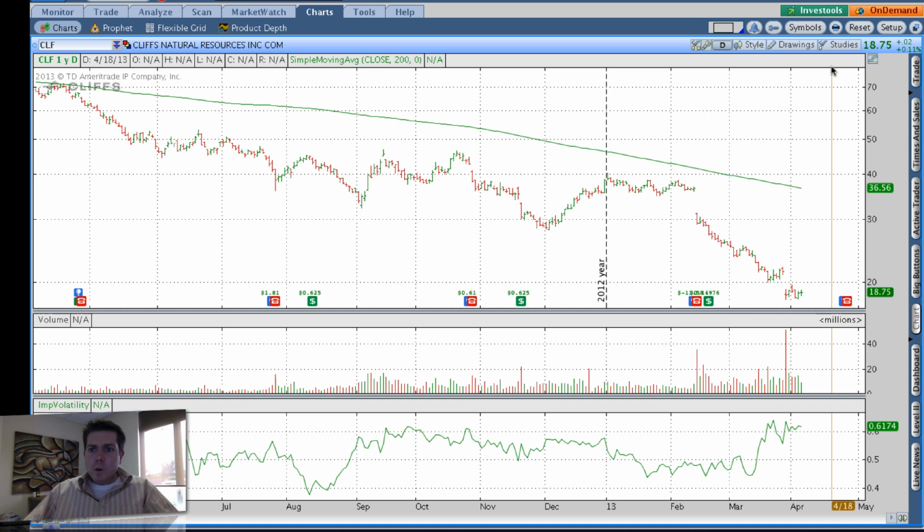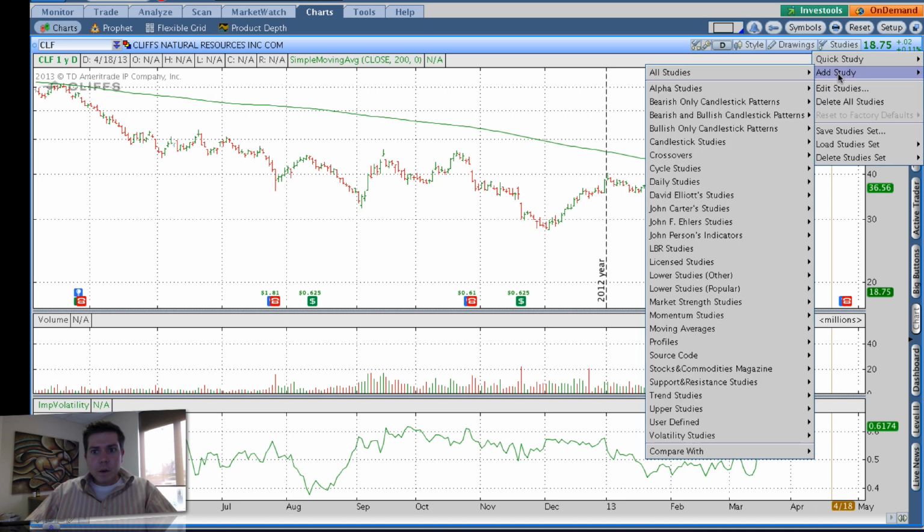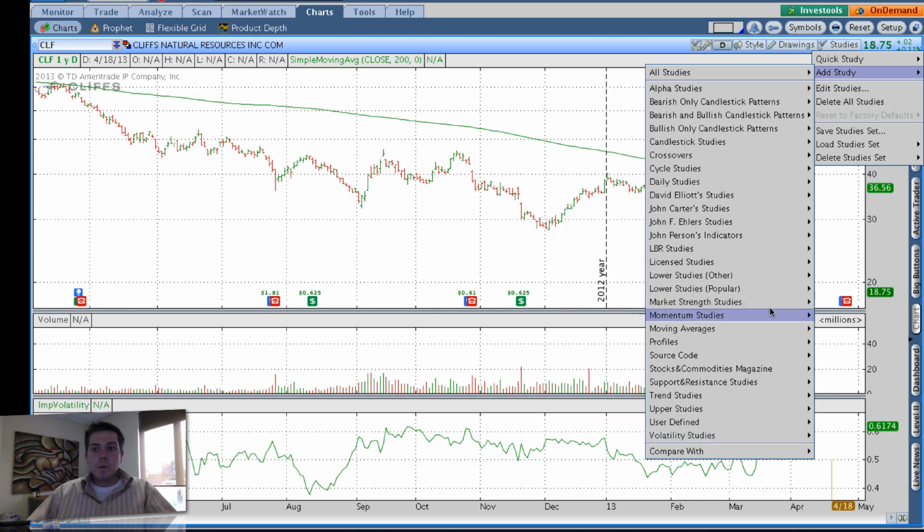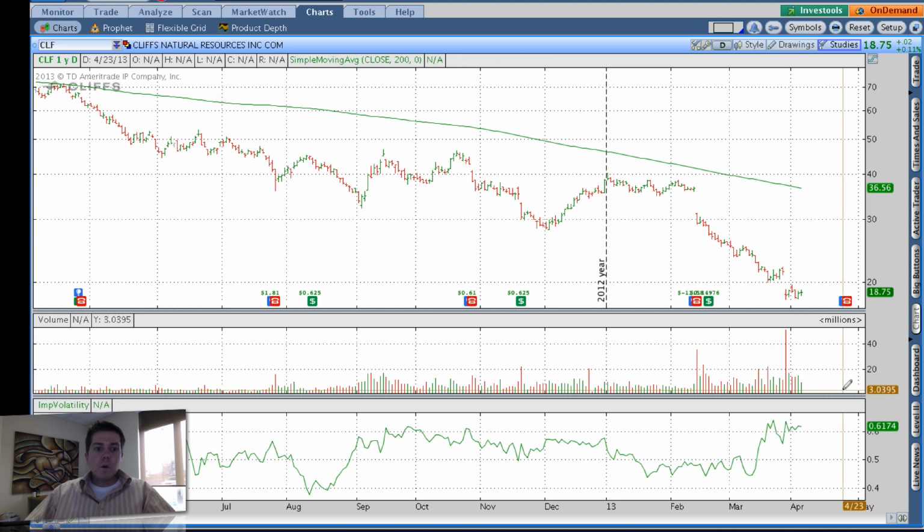But anyway, so real quick, the study that we have at the bottom, you can just click on Studies, Add Study, go down to Volatility Studies, and add Implied Volatility. Another useful one is this Historical Volatility right above it. But in this case, Implied Volatility is the one we're going to be using. It's already loaded on the screen, so I won't click that.